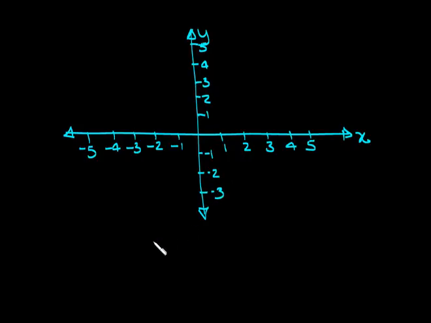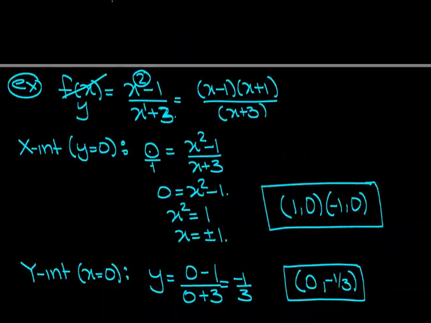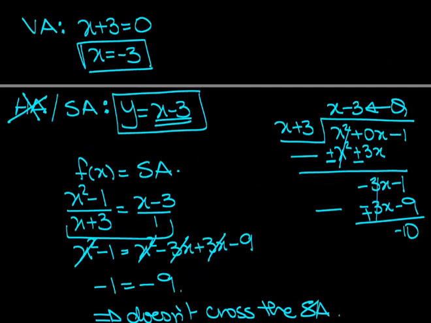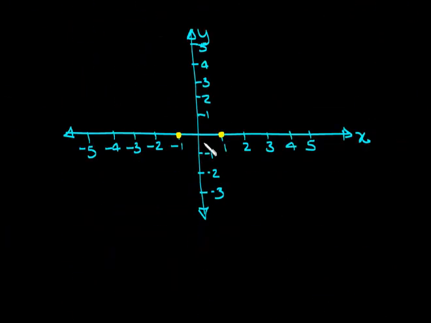Alright, so let's start from the top. Our vertical x-intercepts were 1 and -1. So that's my x-intercept. My y-intercept was (0, -1/3). Okay, so that's somewhere out here.